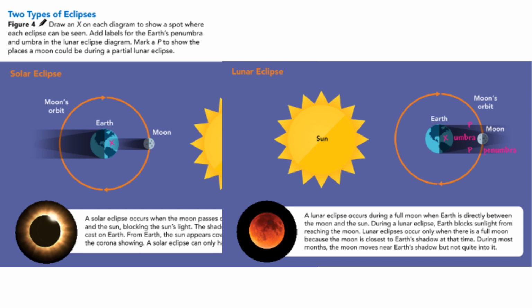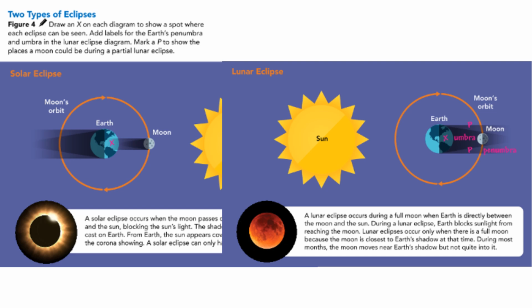Then a lunar eclipse. A lunar eclipse occurs during a full moon when Earth is directly between the moon and the sun. During a lunar eclipse, Earth blocks sunlight from reaching the moon. Lunar eclipses occur only when there is a full moon because the moon is closest to Earth's shadow at that time. During most months, the moon moves near Earth's shadow, but not quite into it.